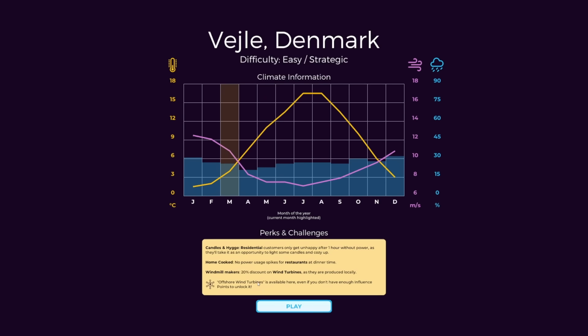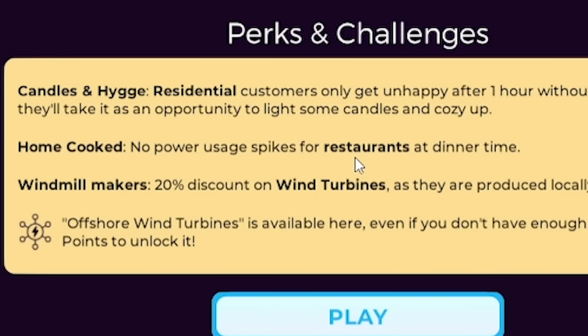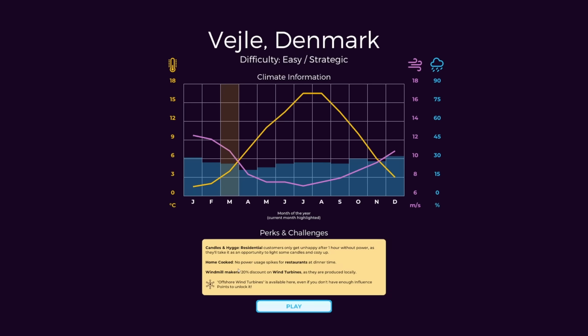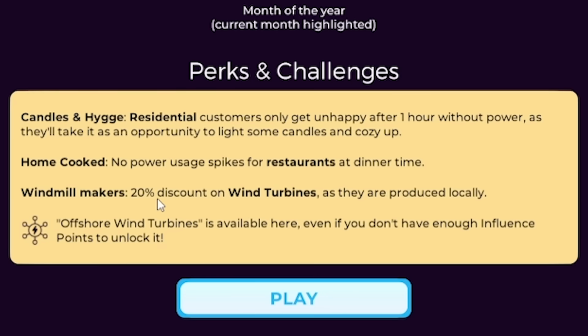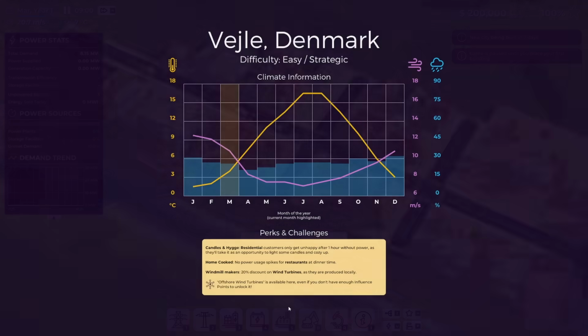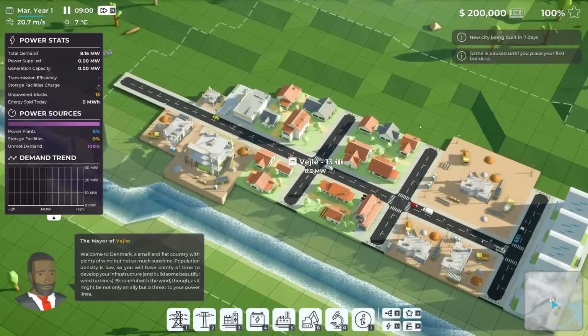Like different times of day, there's different sorts of things that will start running. Like meal times is when restaurants open up. They use a lot of power to cook food. However, not in this level. And then finally, we got 20% discount on wind turbines, and the offshore ones are unlocked from the up. So let's get involved and let's see what we've got.